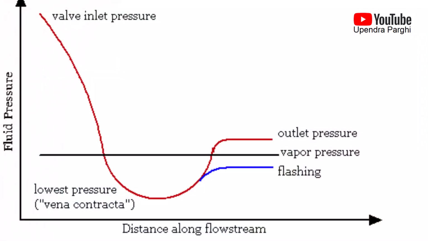The major difference is that when the outlet pressure recovers and is higher than the vapor pressure, it will cavitate, while for flashing, the outlet pressure does not recover and is less than the vapor pressure. As you can see in this figure, the blue line refers to the pressure that does not recover and it is below the vapor pressure.